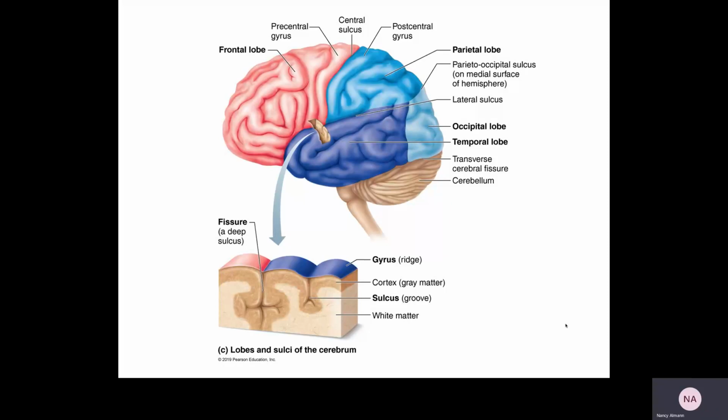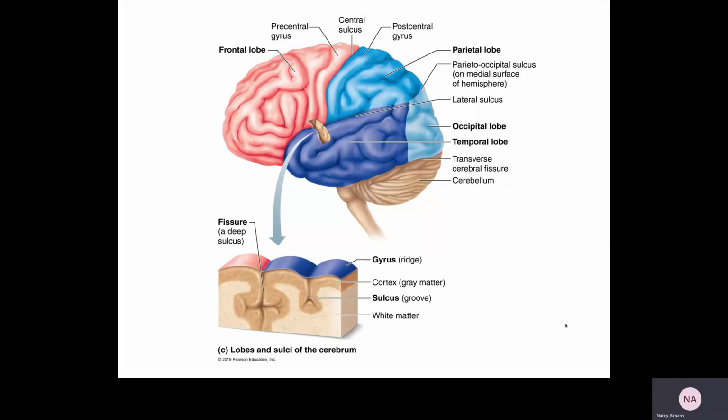That little blowout that you can see at the bottom part of the image shows you a fissure, which is going to be a deep groove. It shows you a sulcus, which is a less deep groove, and you can also see a gyrus, which is going to be one of those hills or bumps or ridges. I also want you to take note of the fact that you can see the cortex labeled on that little blow up of the cerebrum.